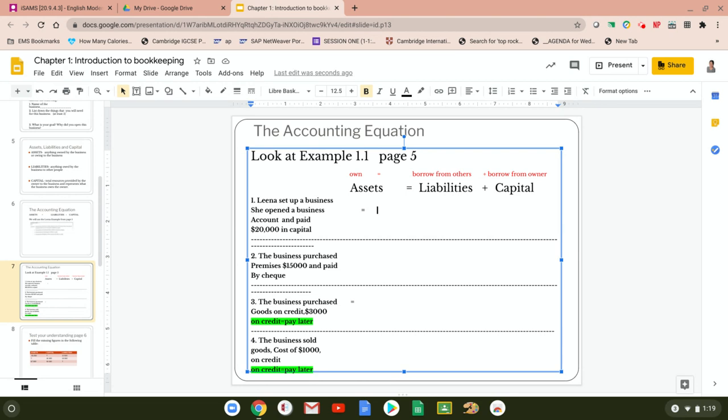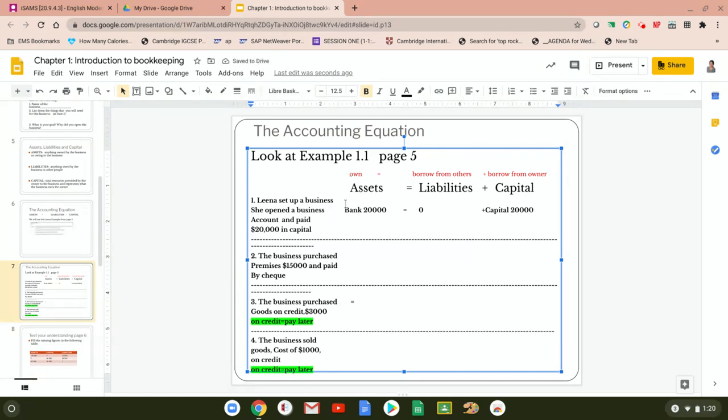Okay, so for Lena here, she opened a business bank account to start her own business, to start the dress shop. So the assets here will go up by 20,000. Now you will think, where is this coming from? Where is the source of this asset? How did we come up with this 20,000 in the bank account? Did we borrow from the bank, from the friends, from the family members? No. Okay, where did we get the money from? We borrowed this from the owner. So your capital here is at 20,000.